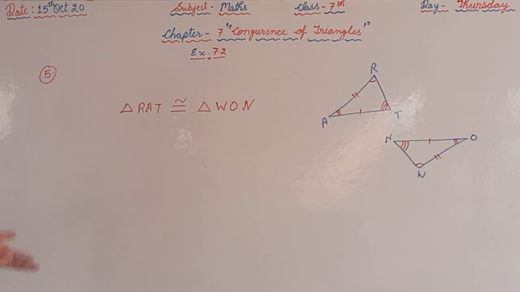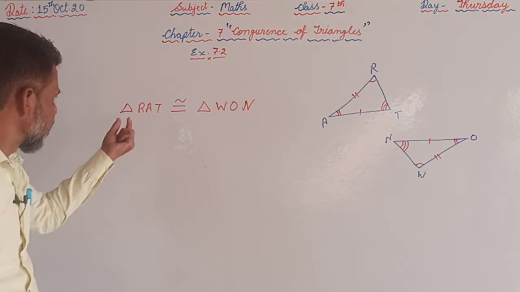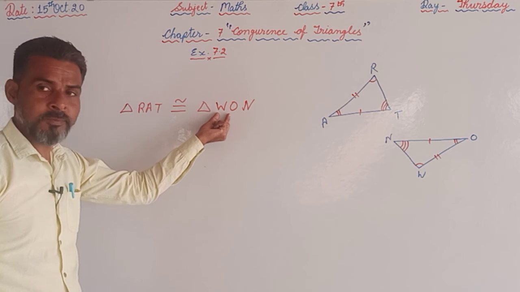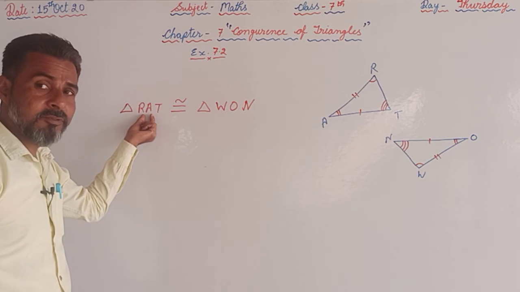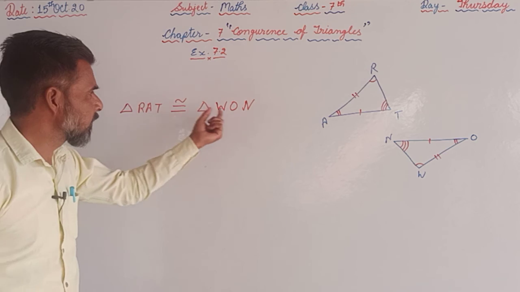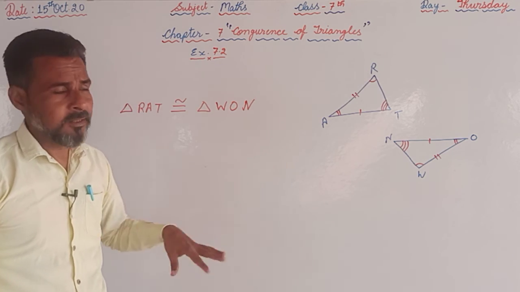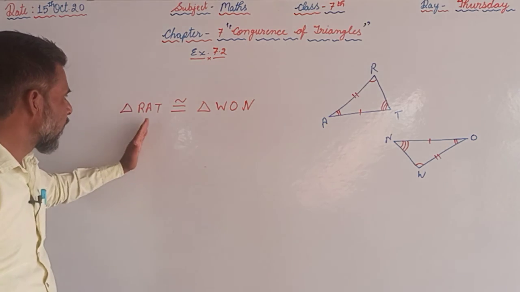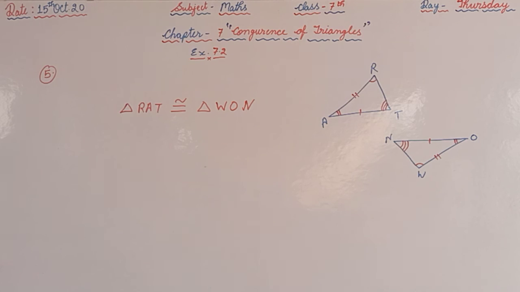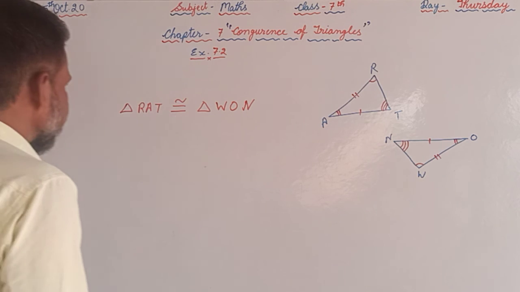From the angles only we can assess which angles are equal, so the sequence will be the same. First angle here R, which angle is equal to R? W. Then second, A, which angle is equal to A, that is O. Third one, which angle is equal to T, that is N. So N will come here. So the answer will be triangle RAT is congruent to triangle WON. Sorry. So like this we are supposed to proceed with the questions given in this exercise.